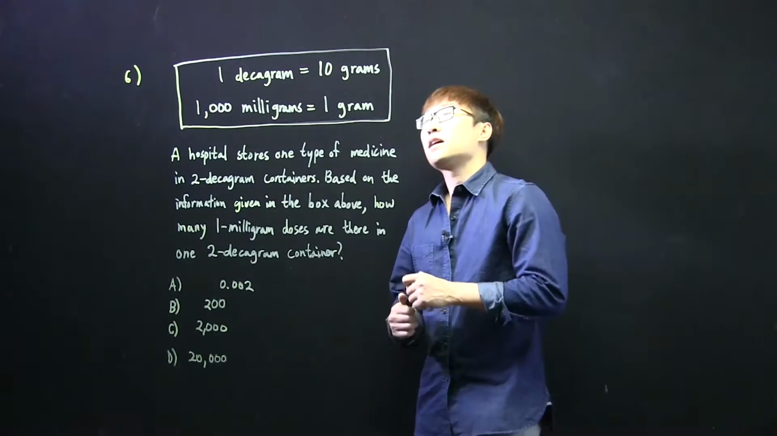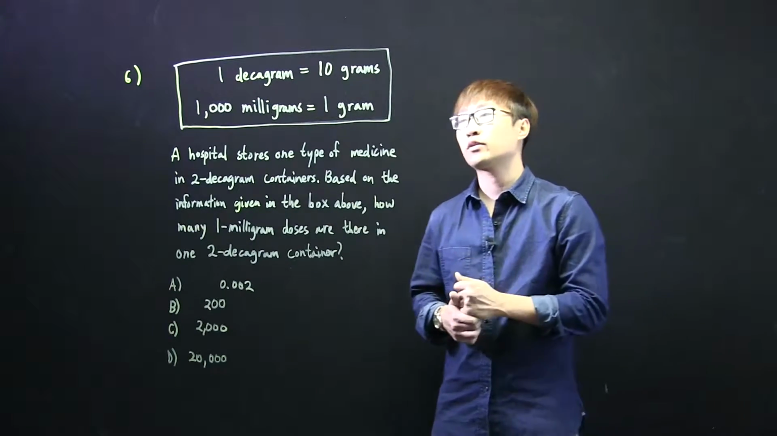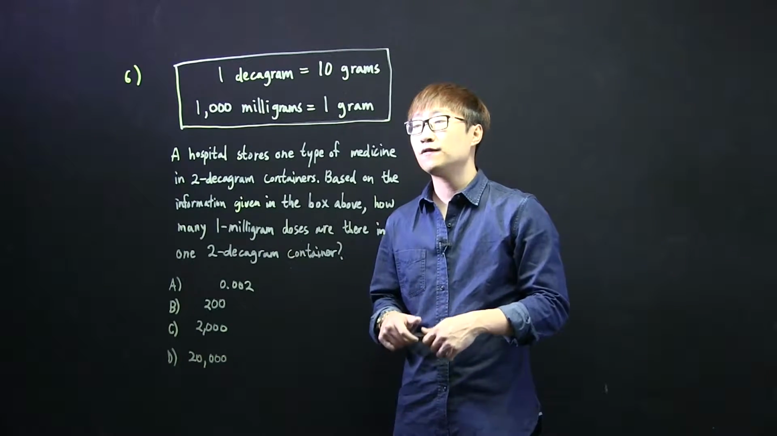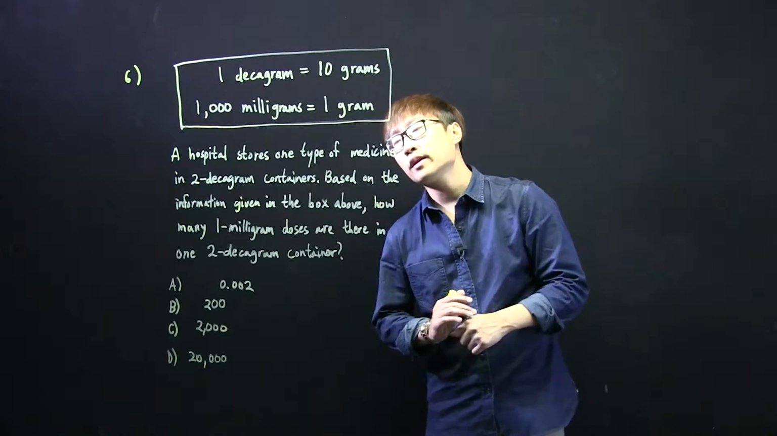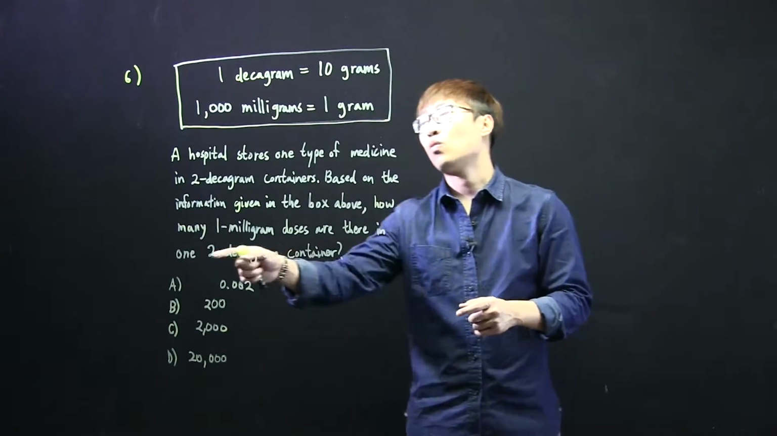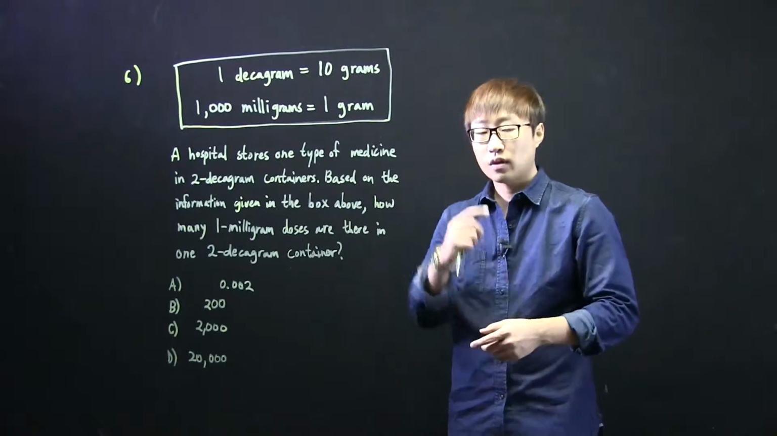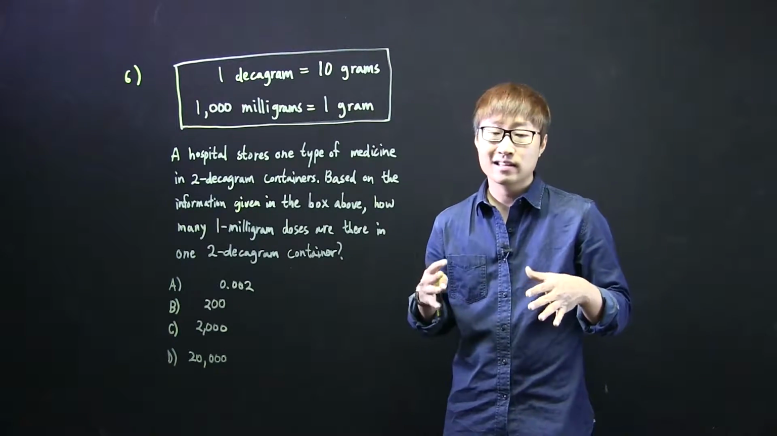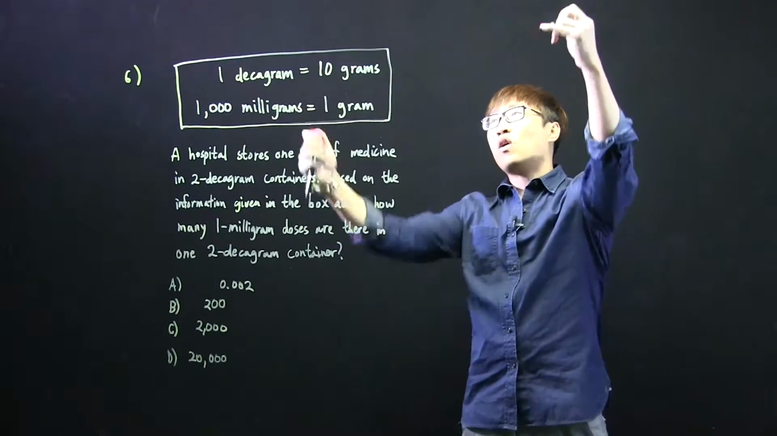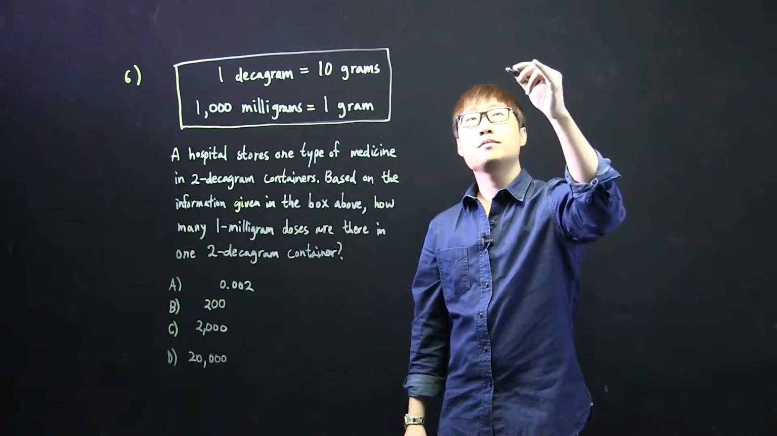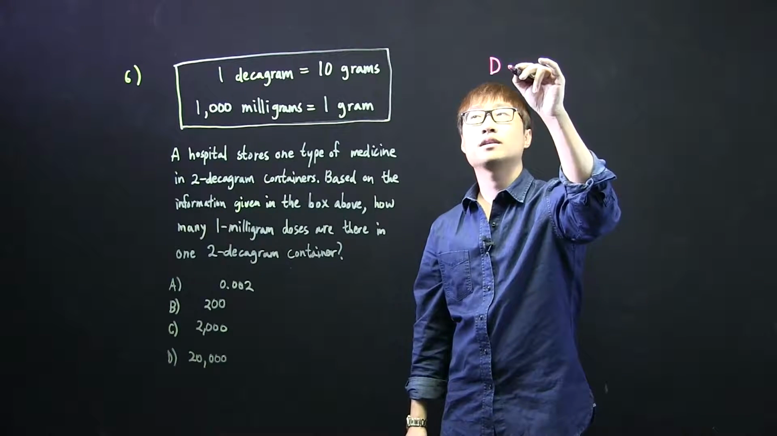Number 6. A hospital stores one type of medicine in 2 decagram containers. Based on the information given in the box above, how many 1 milligram doses are there in one 2 decagram container? Let me try to do this with minimal amount of math possible, right? So let me try that. 1 decagram is 10 grams.